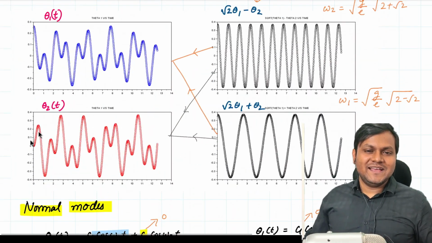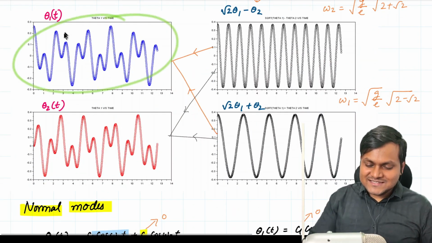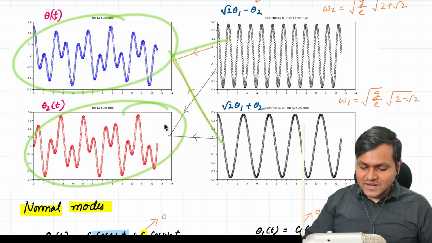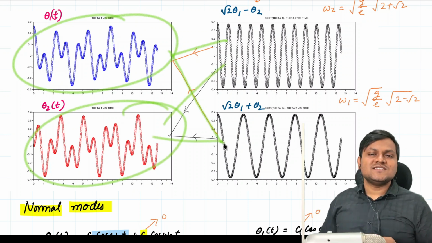So that is all. As you can see, this general solution is a linear combination of these two, right? Which is quite interesting to see.